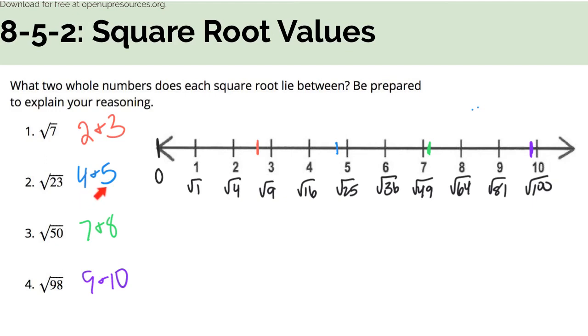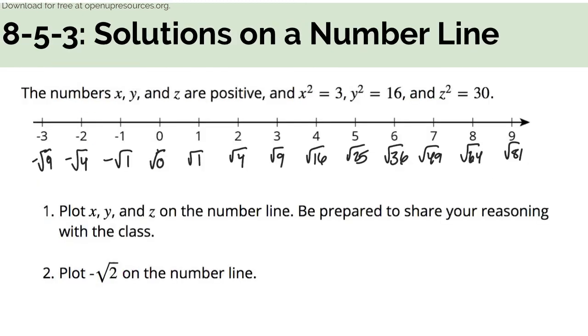Number 2 is going to be between 4 and 5, and if you see, it's going to be a lot closer to 5 than to 4. So you're going to want to start thinking about that when you put these on a number line. The square root of 50 is going to be a lot closer to 7 than to 8, and the square root of 98 is going to be a lot closer to 10 than to 9. Knowing which number it's going to be closer to will help you approximate it later on.